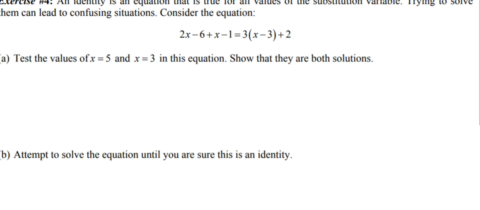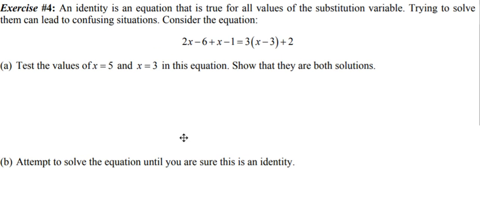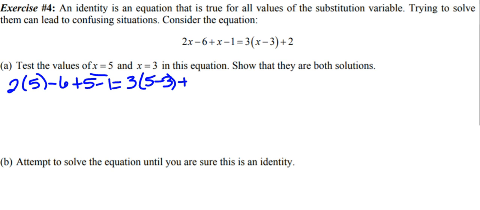So now here we're going to do the same thing. It says exercise 4, an identity is an equation that is true for all values. Trying to solve them can lead to confusing situations. So we're going to consider this equation: 2x minus 6 plus x minus 1 equals 3 times the quantity x minus 3 plus 2. So I'm looking here, we're going to test the values. The first thing I'm going to do is plug 5 in anytime I see x. 2 times 5 minus 6 plus 5 minus 1 equals 3 times 5 minus 3 plus 2.